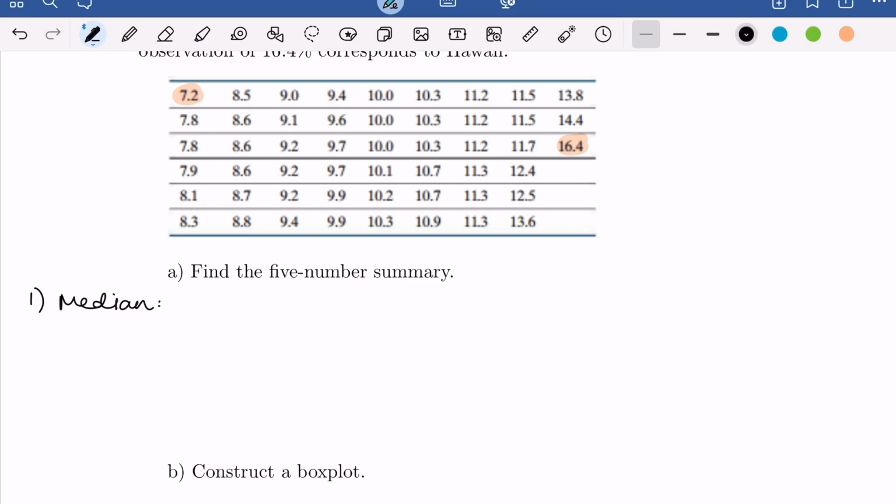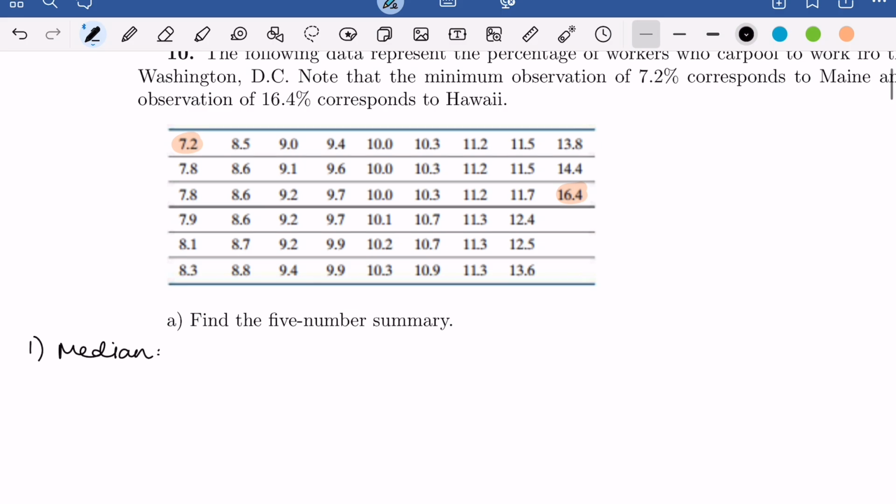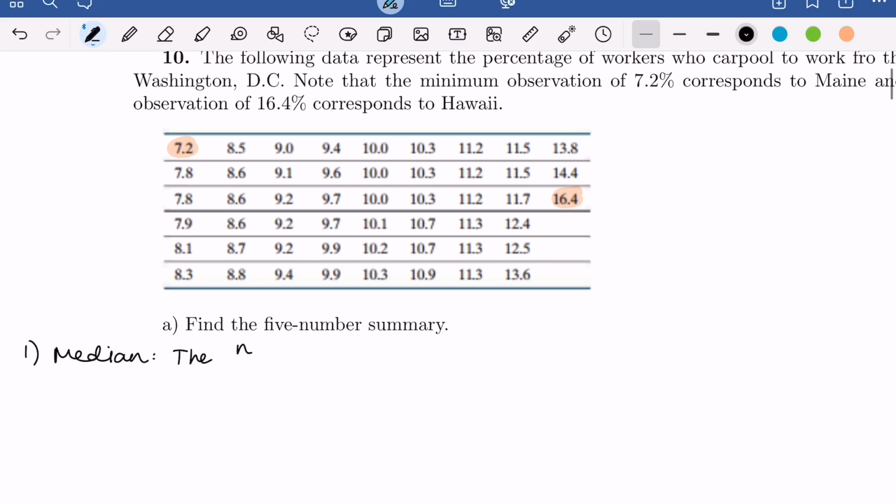All right, so notice that since these are already numbered in ascending order, we could just cross out one number from each side and meet in the middle. But an easier way to do that is to use this formula here. The median is going to be the (n + 1) / 2 position in this table. So n is going to be the number of observations that we have.